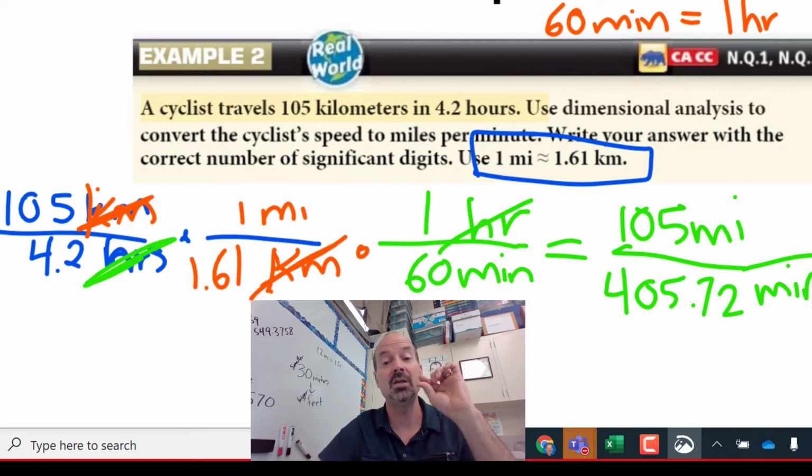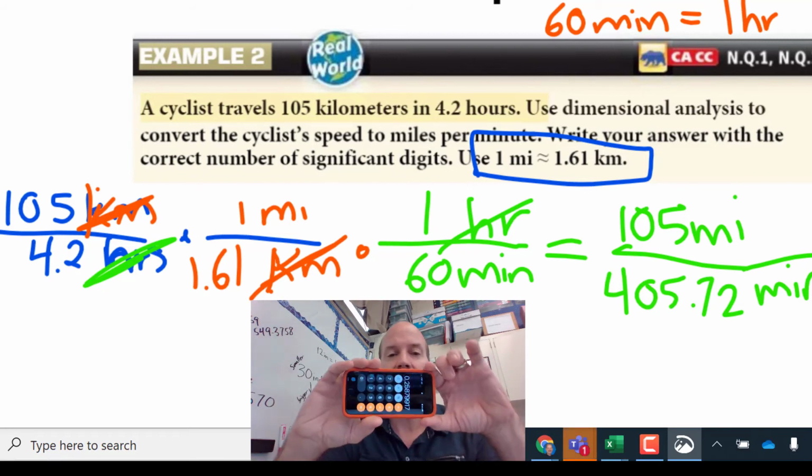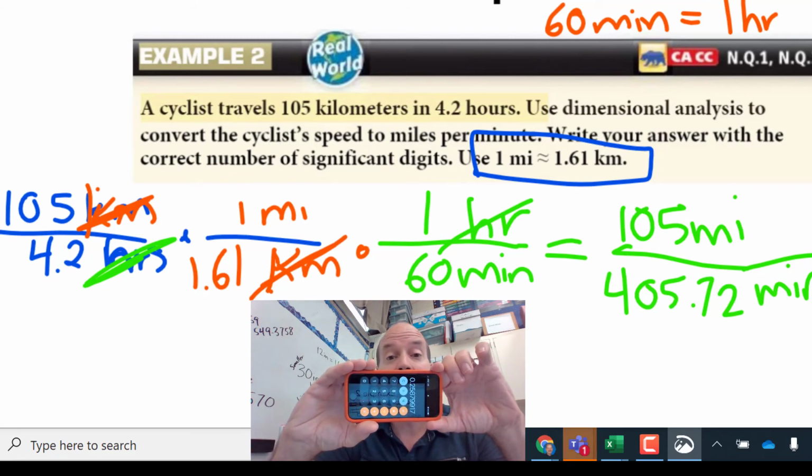So now I'm going to get a unit rate by dividing. So I take the 105 miles and I divide it by the 405.72. And I get 0.258799917. See? And if I turn it this way, it's even more digits. Well, that's just a lot of digits, right?